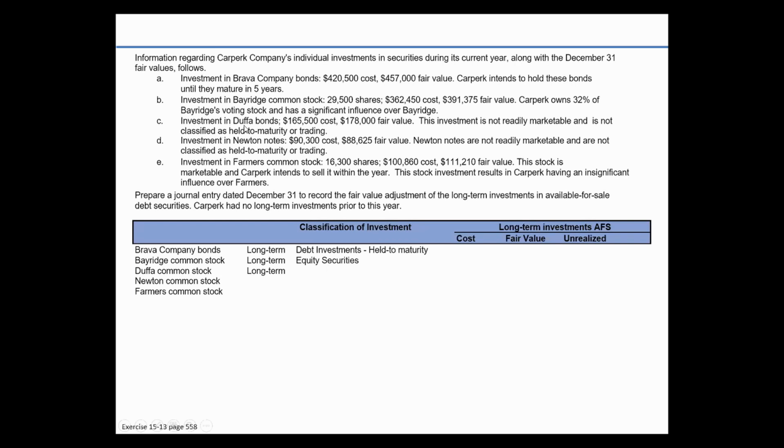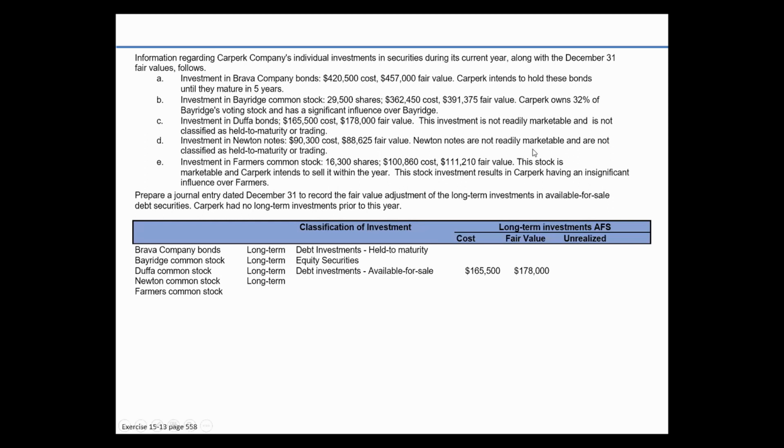Then they have an investment in DERFA bonds. This investment is not readily marketable and is not classified as held to maturity or trading. So it's a long-term debt investment, but it would be available for sale. And then Newton common stock. And again, we add that because those are available for sale securities. And so we can figure out that the DERFA common stock cost $165,500 and that the current fair value of it was $178,000.